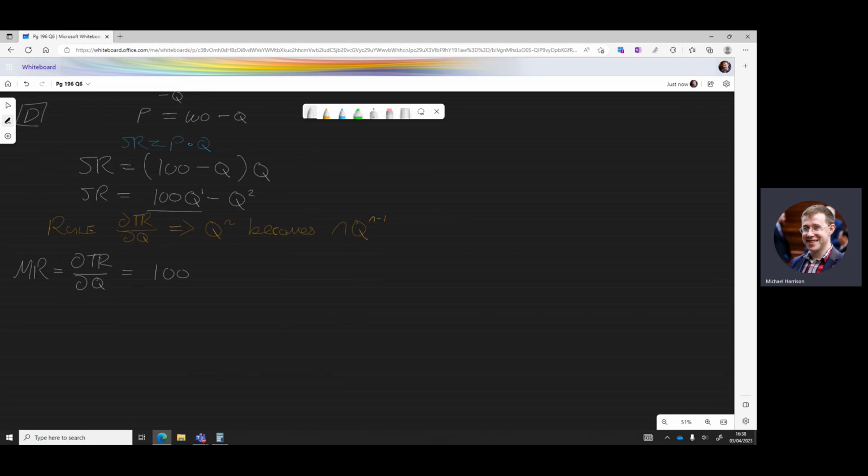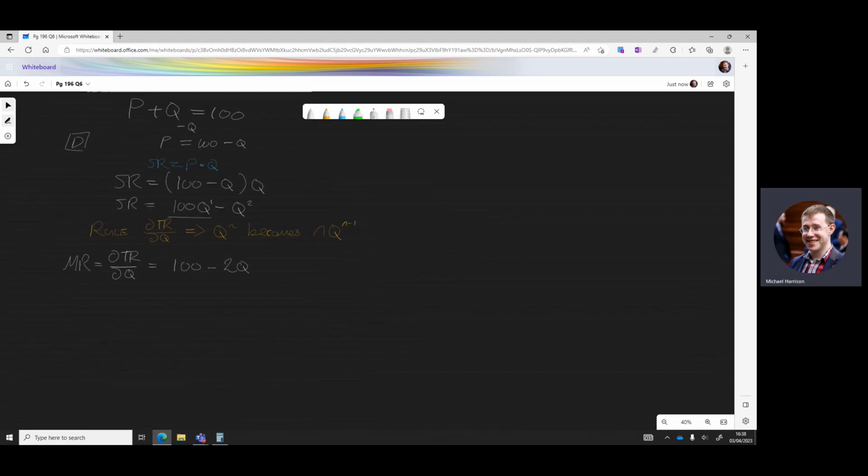Negative Q squared. I times through by the power. So negative Q squared times 2 will be negative 2Q. That power of 2, I subtract 1 from it. That gives me Q to the power 1. So I just leave that as it is. I now have my marginal revenue function. There's a trick that you can be tempted to play with, and I'm not going to tell you what it is because it doesn't work every time.